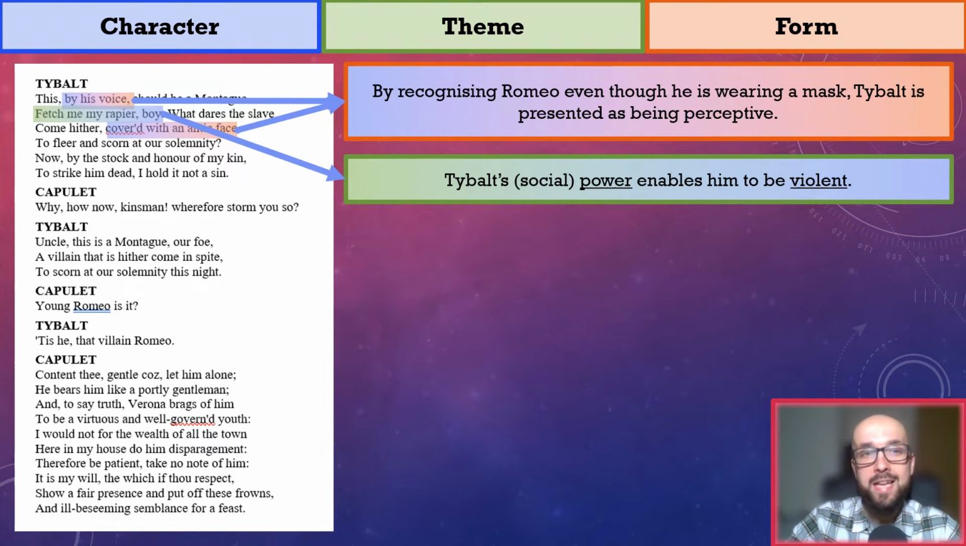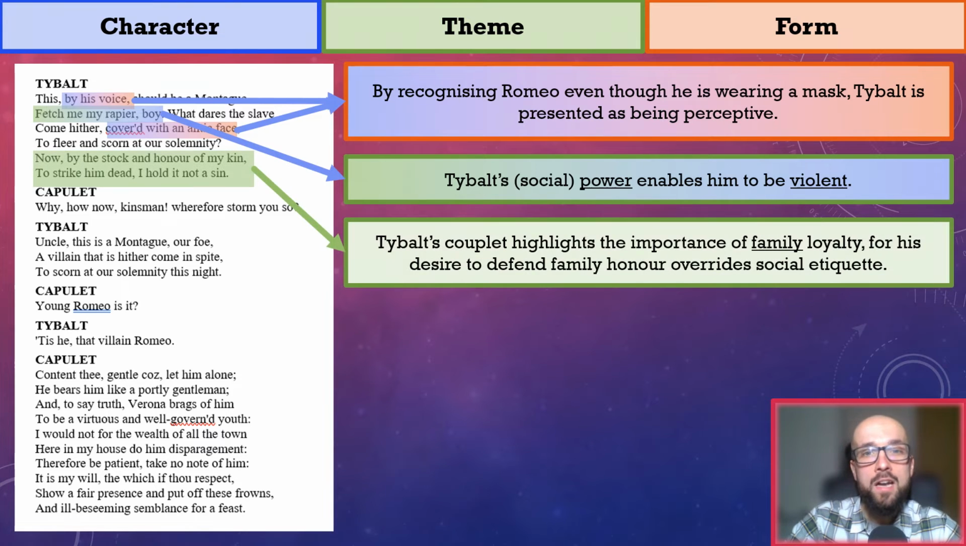Third, the couplet at the end of Tybalt's lines here highlights the importance of family loyalty, for Tybalt's desire to defend family honour overrides social etiquette. It would have been poor form for Tybalt to start a fight at a party, but he does not seem to care about this because he wants to fight his family's bitter enemy.